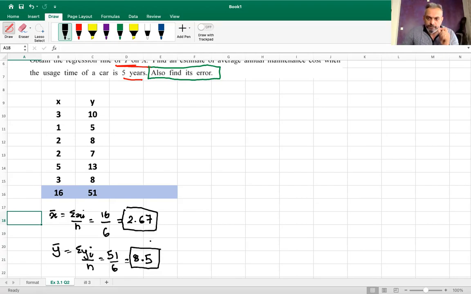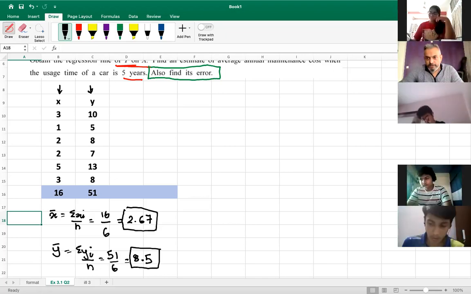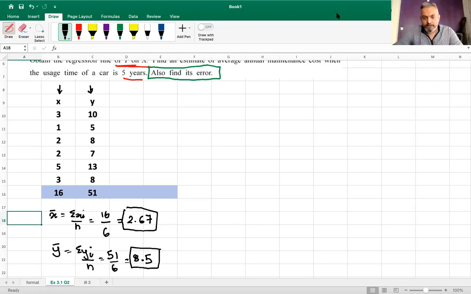Because x bar, y bar are in fraction, we cannot use x minus x bar, y minus y bar. At the same time, you can see that these numbers are relatively small. So what formula should we go for finding b? Second formula, the xy wala formula. Yes, the xy wala formula. Now pay attention please to how to use that.